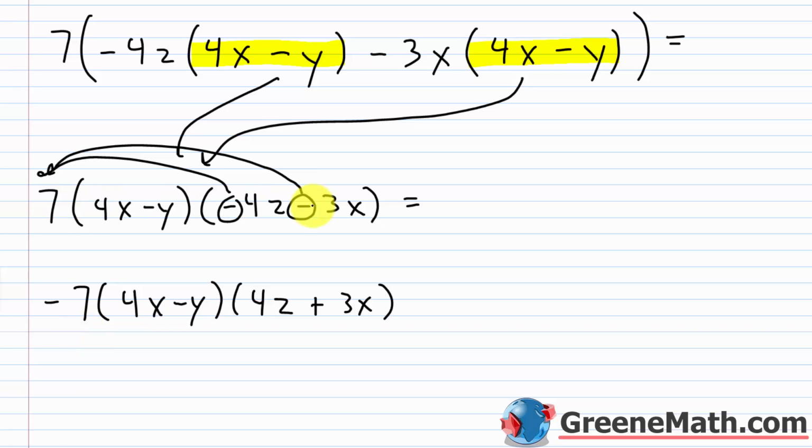But if you wrote this on a test, it wouldn't be wrong. There would be nothing wrong with it. But a lot of online calculators, a lot of textbooks would make the extra step and write it like this. So -7 times the quantity 4x minus y times the quantity 4z plus 3x.